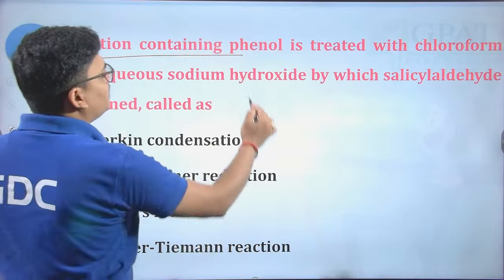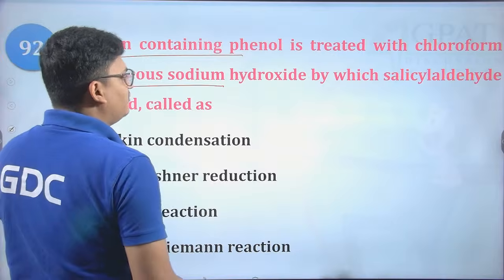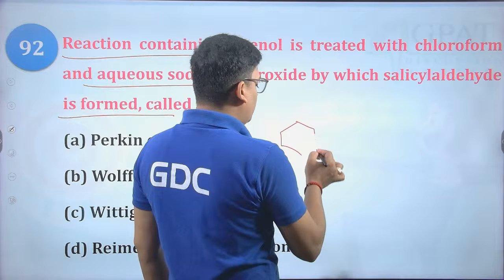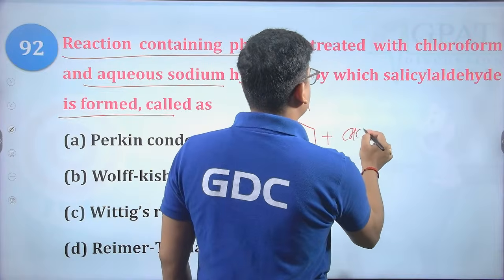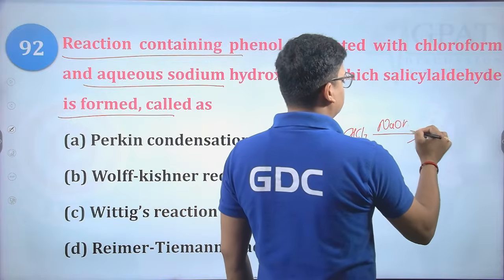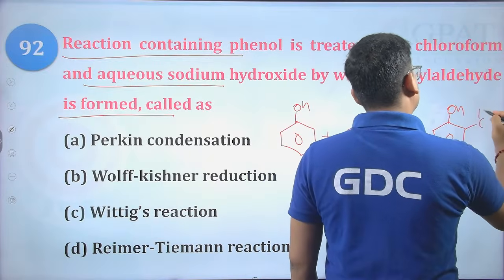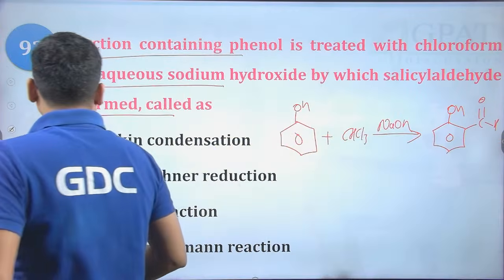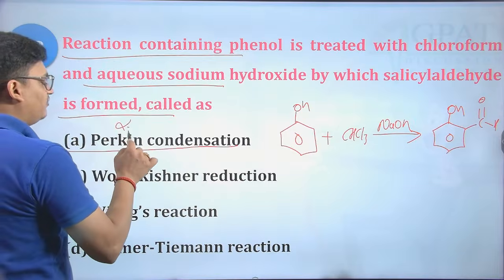A reaction containing a phenol is treated with chloroform and aqueous sodium hydroxide, by which salicylaldehyde is formed, is called as. So we are having phenol, and the reaction of this phenol with chloroform, that is CHCl3, in aqueous NaOH solution, we will be getting what? This reaction is a very famous reaction having salicylaldehyde formation, that is known as what? Reimer-Tiemann reaction.